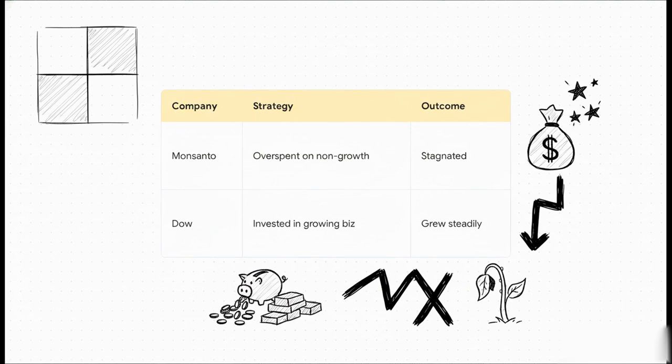This historical example really shows you what's at stake. You had Dow Chemical, which focused its money on its high-growth businesses, and no surprise, it grew steadily. On the other hand, Monsanto spent too much on its low-growth businesses and just couldn't launch new stars. The result? Its business stagnated. A clear portfolio strategy really does make all the difference.